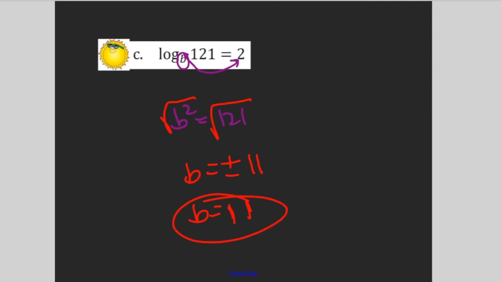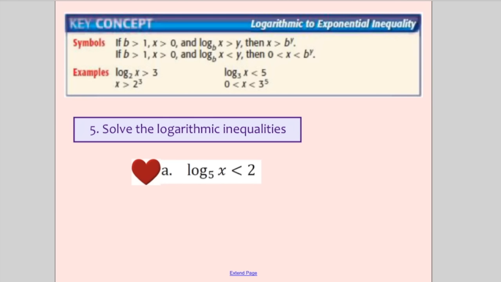All right. So that's a little solving. Now we're going to move into our learning target on how to solve logarithmic inequalities.